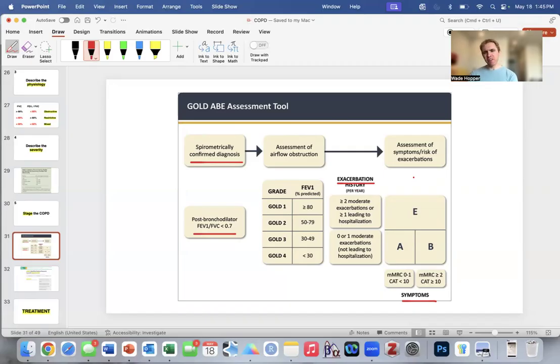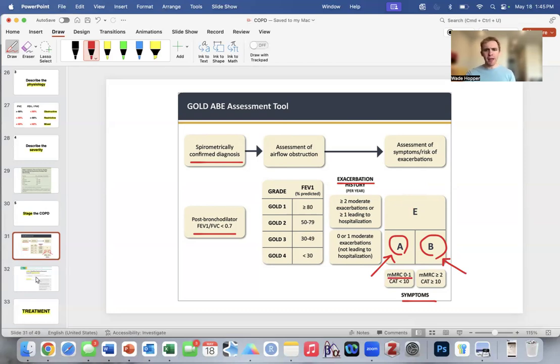So if someone's had 0 or 1 exacerbations within the past year, then they're going to be in this A group or this B group. But if someone has had more than 2 exacerbations, or at least 1 leading to hospitalization, you can go ahead and put them in this E group, and that E stands for exacerbations. And then again, if they are not having frequent exacerbations, then you can further subclassify them based on the severity of their symptoms.